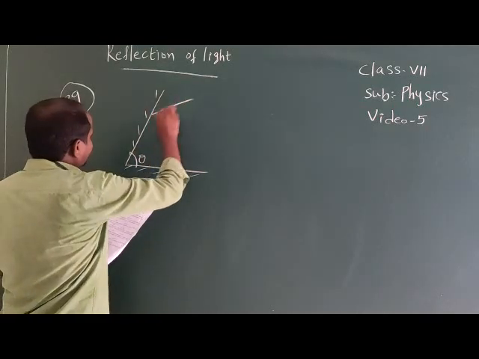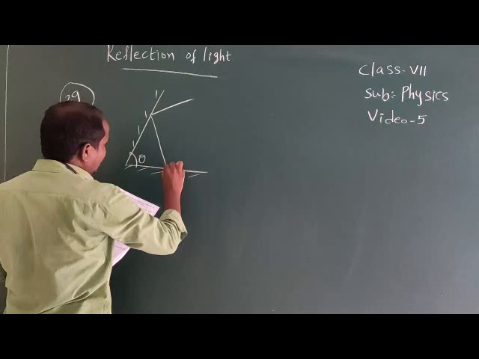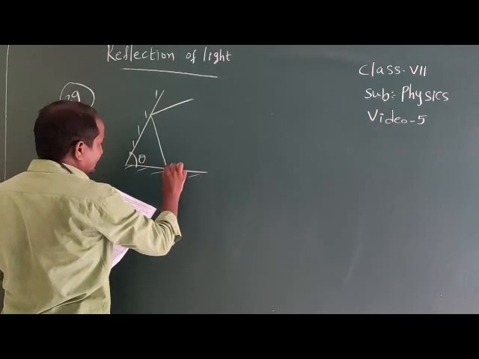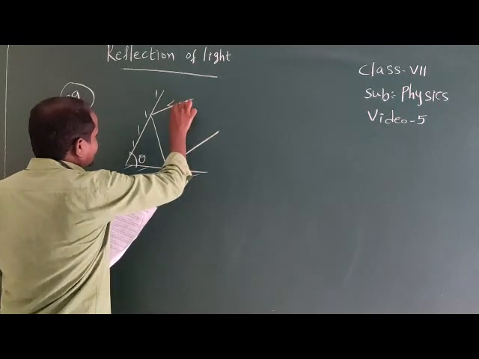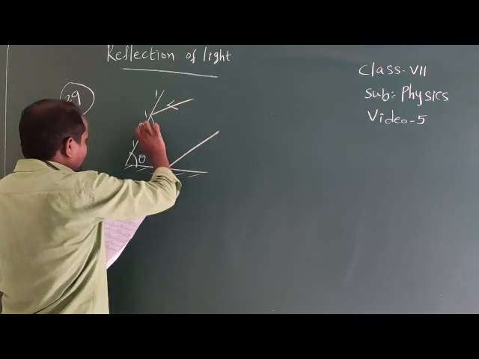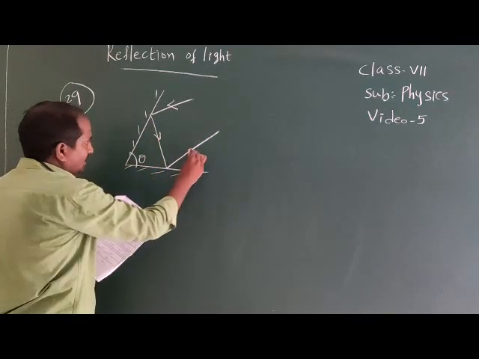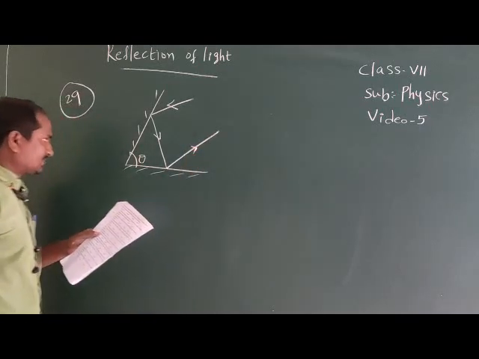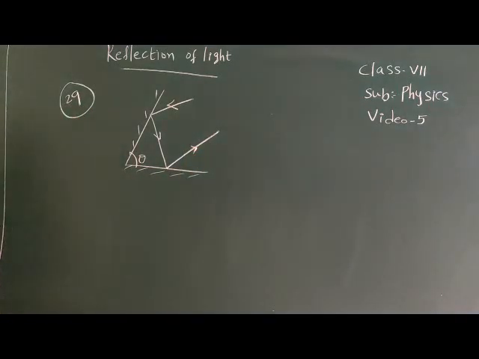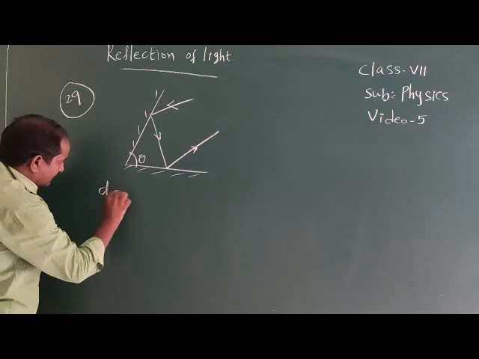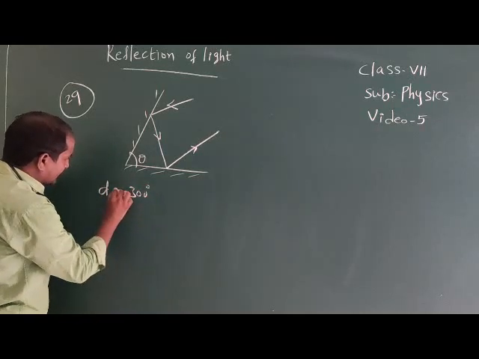So this is the incident ray. It is the reflected ray from the first mirror, and at the same time it is the incident ray for the second mirror. Now it is the reflected ray. Then find the theta value. So here the angle of deviation D is given, that equals 300 degrees.